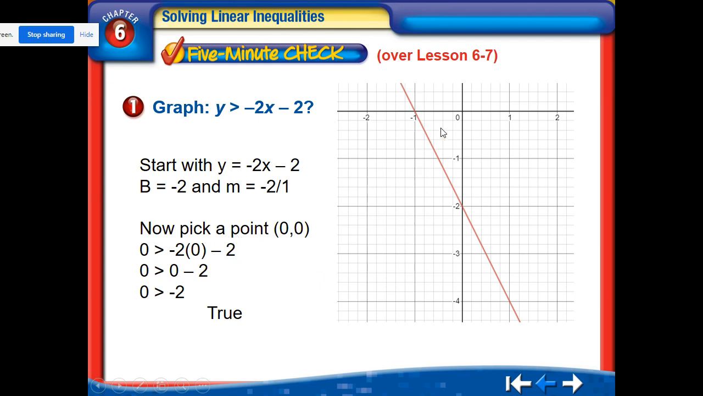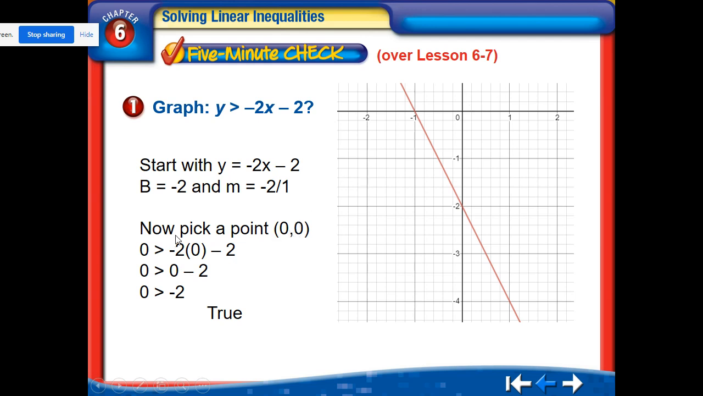Now, the easiest point to pick is 0, 0, the origin. I can't always pick 0, 0. I can pick any point I want, just as long as it's on one side or the other. I can't pick a point that's right on the line. So 0, 0 is an easy one to go ahead and use. Other people like to put 1, 1 from up here. That's fine. It doesn't matter.